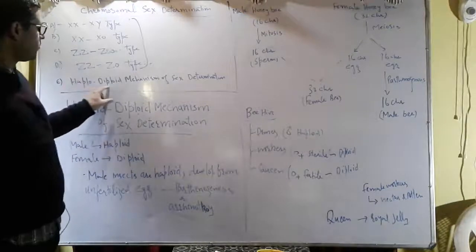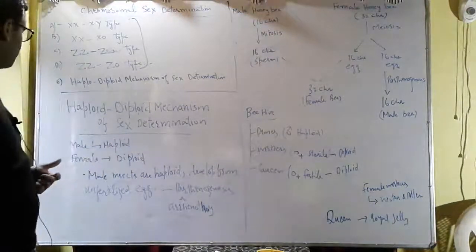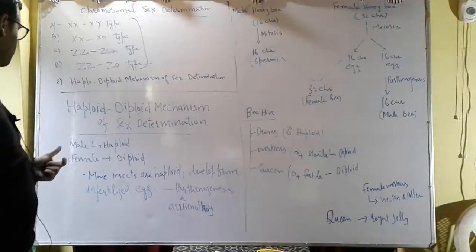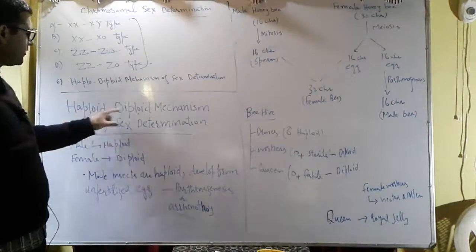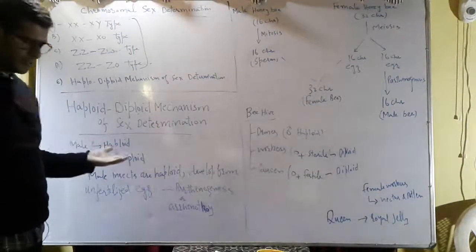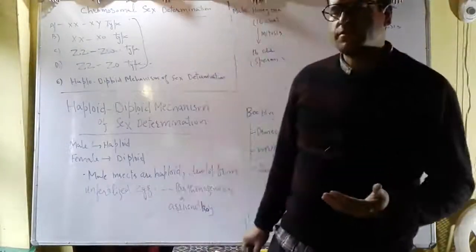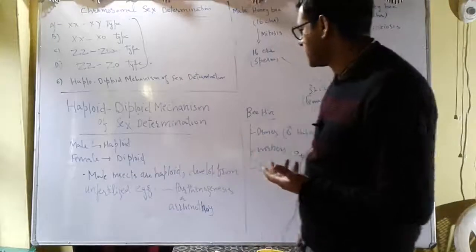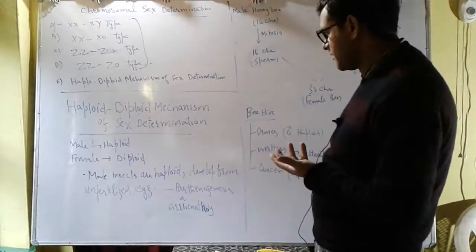This haplodiploid mechanism of sex determination is also called the haploid diploid mechanism of sex determination. It is found in some insects, for example bees, wasps, and ants.